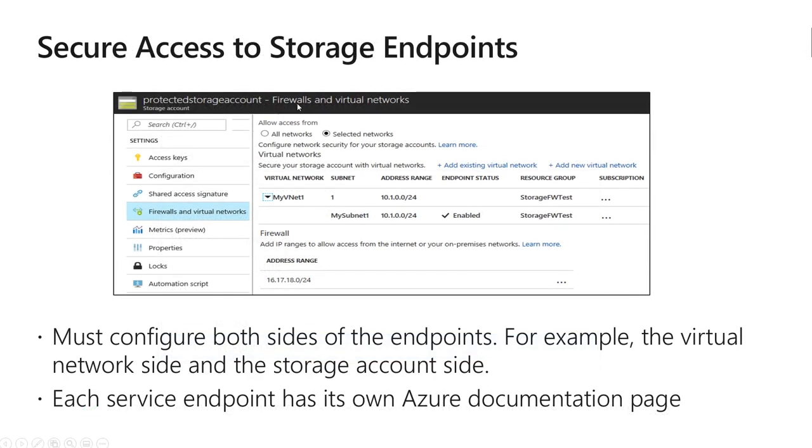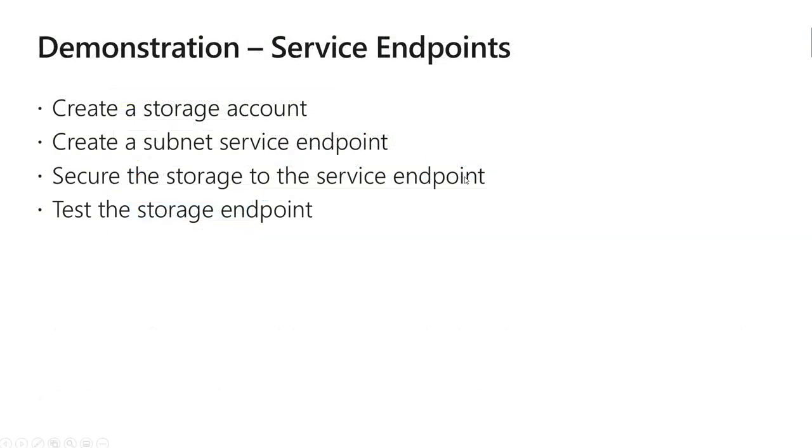And secure access to the storage endpoints. This step is necessary to restrict network access to Azure services, and it varies across services. For accessing a storage account, you need to use the firewall and virtual network blade to add the virtual network that will have access. Right, so we will do the demo on this and conclude our session.